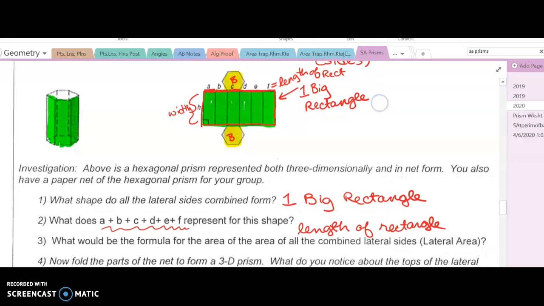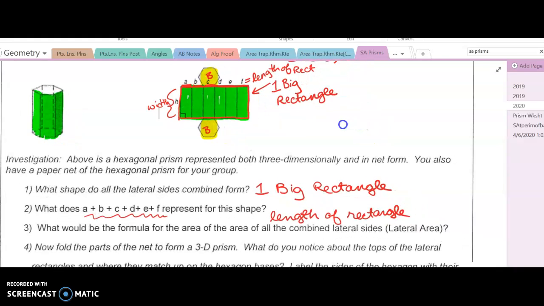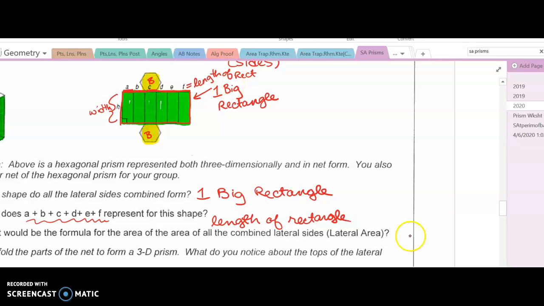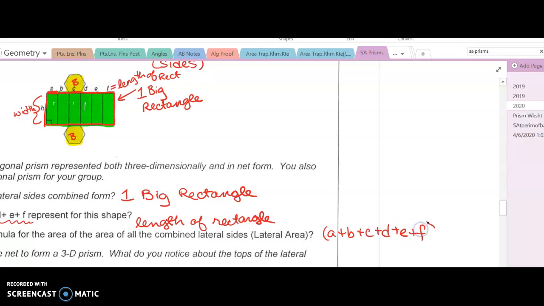And so what would the formula for the area of all the combined lateral sides be? Okay, so if I were to do length times width, right, couldn't we just say A plus B plus C plus D plus E plus F times my width, this is height, so this is for my rectangle area, this is the length times the width. And guys, what we just found is called lateral area.